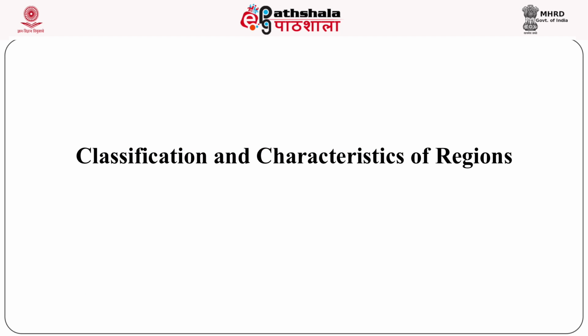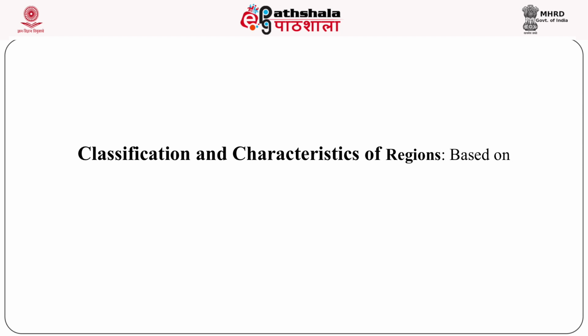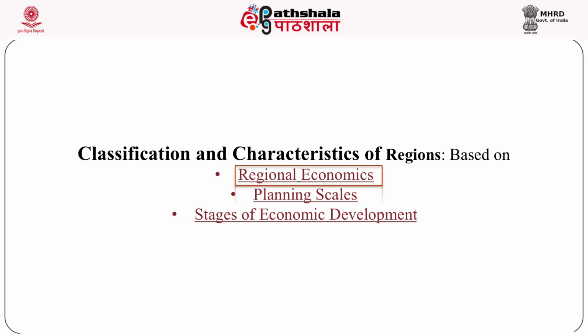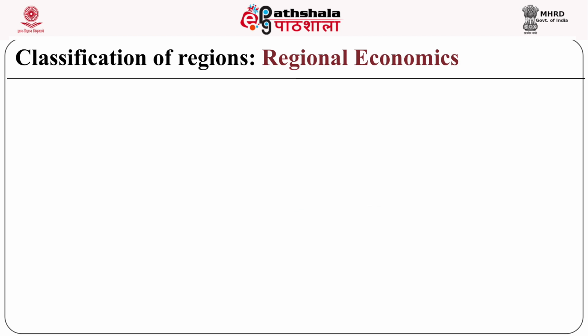Now when we come to the classification and characteristics, we find that the classifications are based on four aspects or parameters, or I would say perspectives. One is regional economics, then the scale of a region, then stages of economic development, and the last is the activity status.